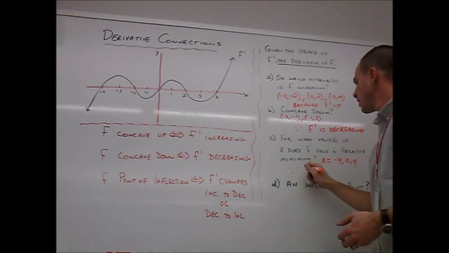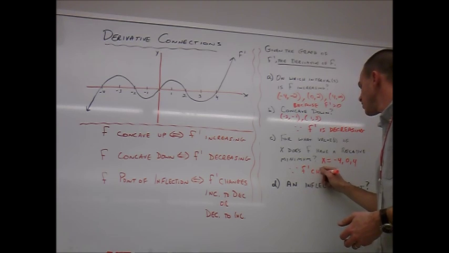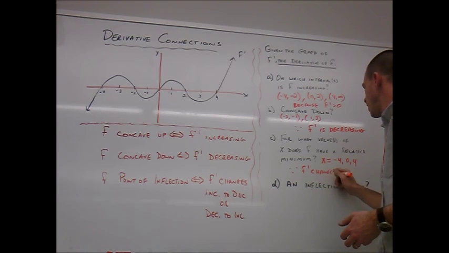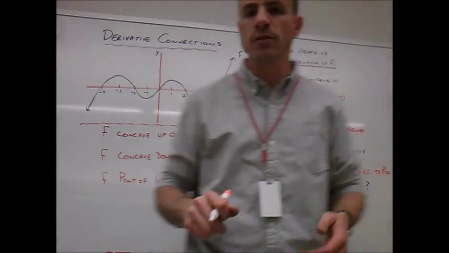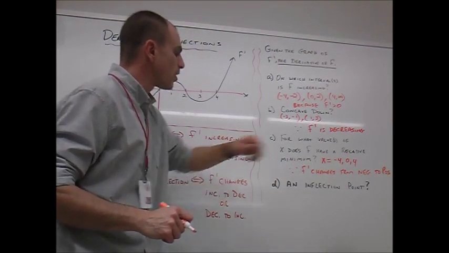Why? Because f prime changes from negative to positive. Negative to positive, and hopefully that's still on the screen there. Yeah, it does. Okay, so there's our reason.